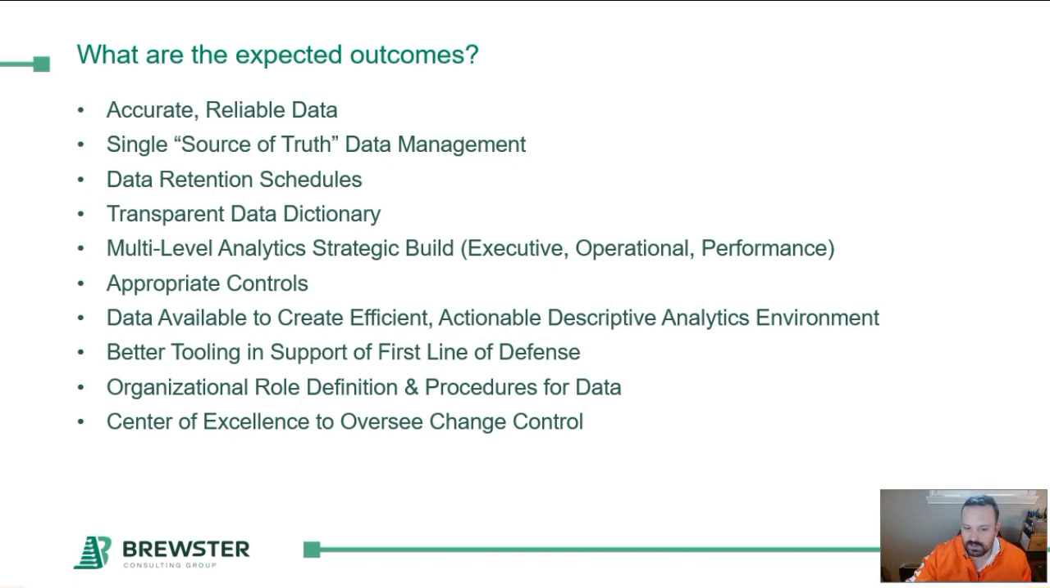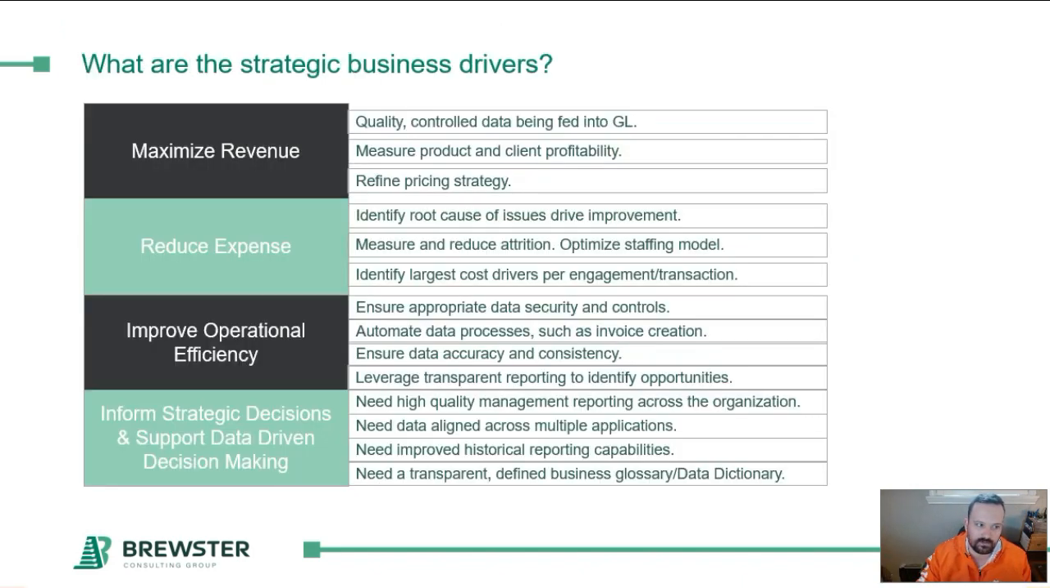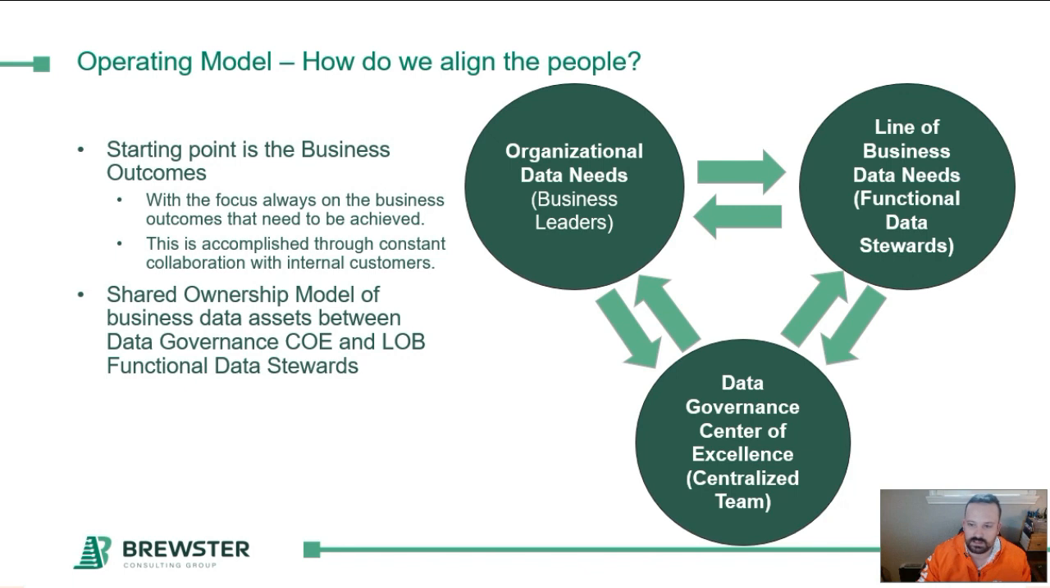So you want to make sure that they have good tools, and you want a center of excellence to oversee change control, right? If we flash back 2 slides to our structure: business drivers feed outcomes, feed people, feed process, feed technology. Well, we talked about the business drivers. What are the specific outcomes that help get you to those business drivers? Now we're at the people piece, which is how do we align the people?